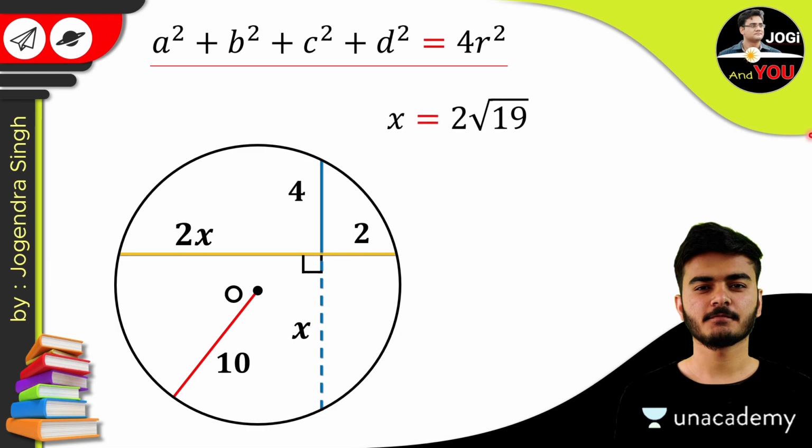But our question wasn't about the value of x. Our question was to find the length of the yellow chord, which is AB. The total length of AB is the sum of both these parts, that means 2x plus 2. So just replace the value of x in this.